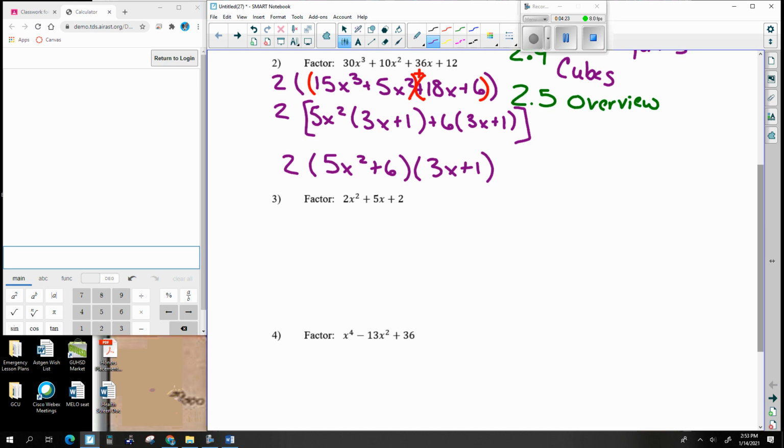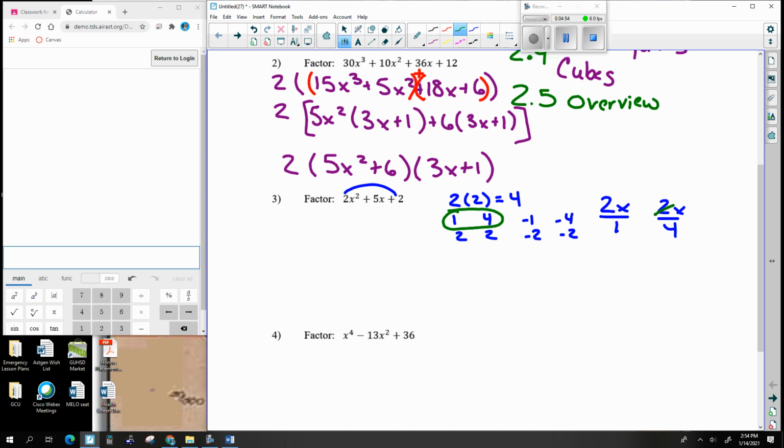Right here, I cannot take anything out, so this is going to be a complex ABC, with the multiples of 2 and 2, which is a 4. So I need numbers that multiply to a positive 4, which is 1 and 4, or 2 and 2. Because it's a positive, they're both positive or both negative. I need them to add to a positive 5, so there's my positive 5 right there. Write it as a fraction twice, so that's 2x with a positive 1, and 2x with a positive 4. Simplify if possible, so this is a 1x with a positive 2. So (2x plus 1)(1x plus 2) is your result.